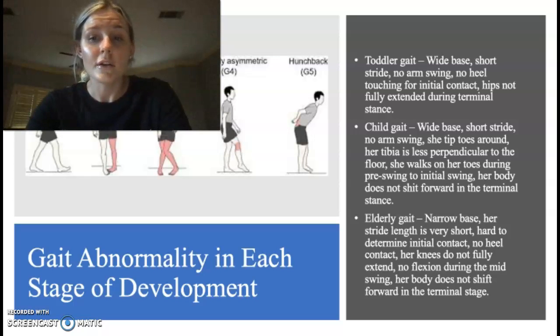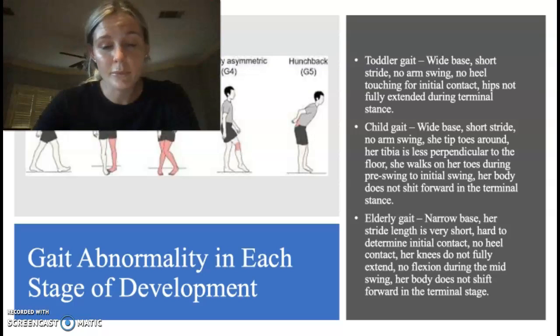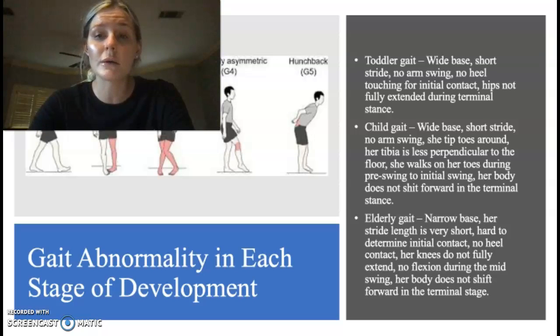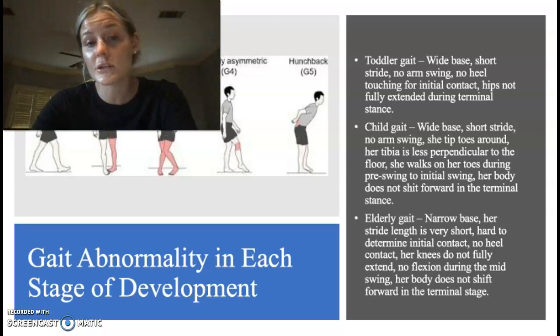As far as the toddler, the toddlers had a wide base, a really short stride. There was little to no arm swing. There was no heel touching for the initial contact. Also, not just heel touching, but the child also walked on her tippy toes. Hips did not fully extend during the terminal stance as well.